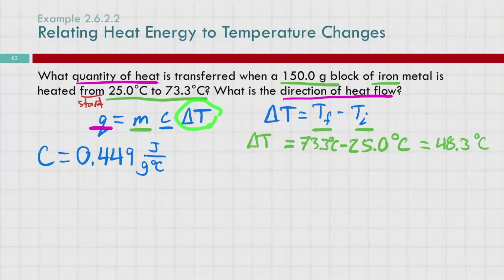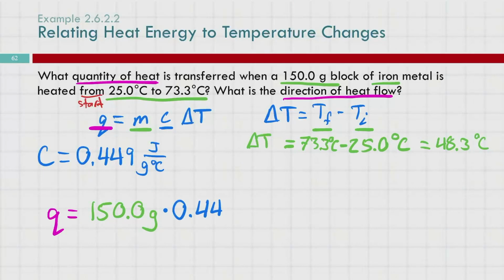And then we can plug that into our Q equals MC delta T. So Q equals our mass of 150.0 grams times our C value, 0.449 joules per gram degrees Celsius, times our 48.3 degrees Celsius.